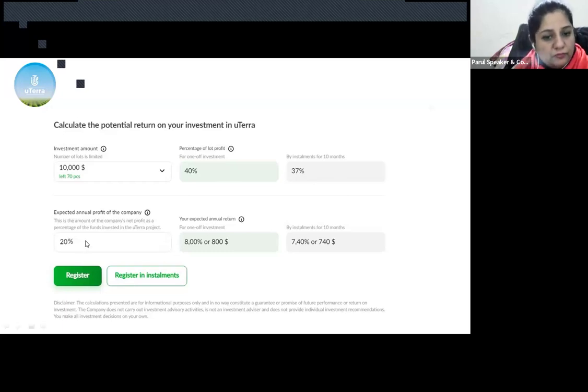If the profit of the company will be 30%, if not 20%, just assume the company is having a profit of 30% for 1 year, right? So 40% of the 30% will be this, and 37% of the 30%, right? This is just for the example.